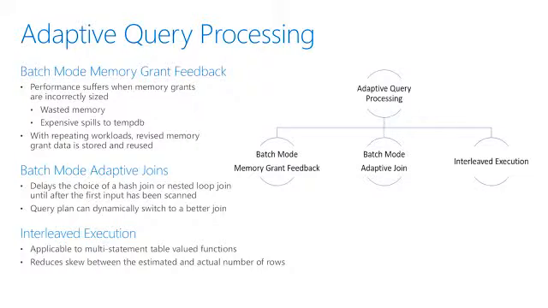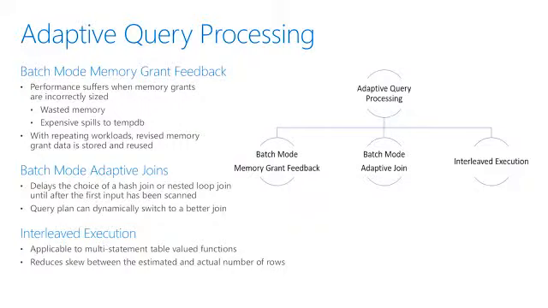The batch mode adaptive join technology allows SQL Server to defer the selection of a hash join or nested loop join until after the first input data has been scanned. Based on the initial scan, the query processor will dynamically change the query plan to use the optimal plan. Workloads with frequent oscillations between small and large join input scans will benefit most from this feature.